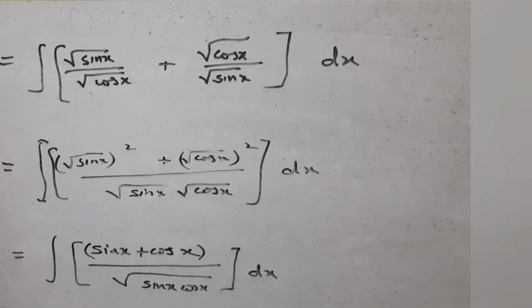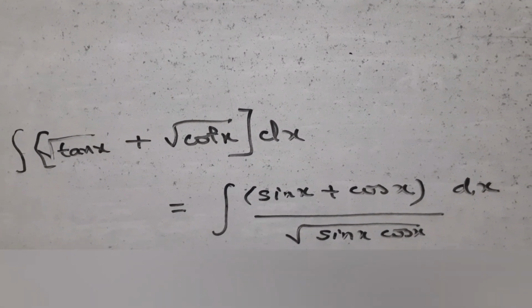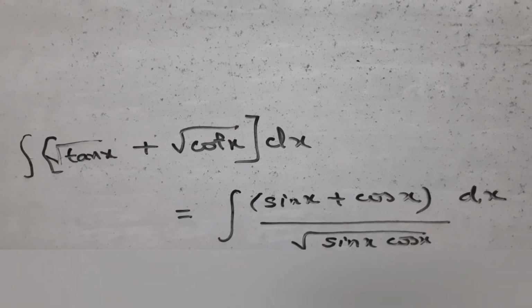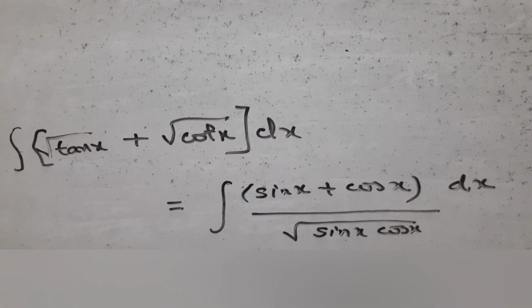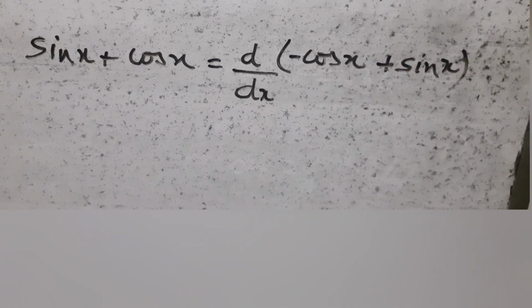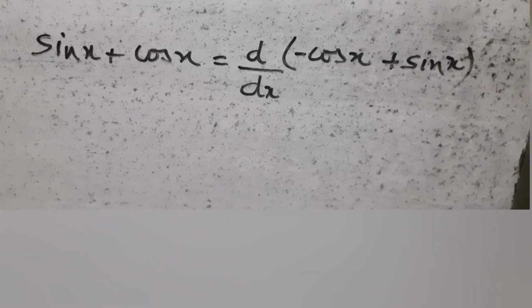Consider the expression sin x plus cos x in the numerator. The antiderivative of sin x is minus cos x, and the antiderivative of cos x is sin x. So sin x plus cos x can be written as d by dx of minus cos x plus sin x. This is the hint to the substitution. So we take t equal to sin x minus cos x.